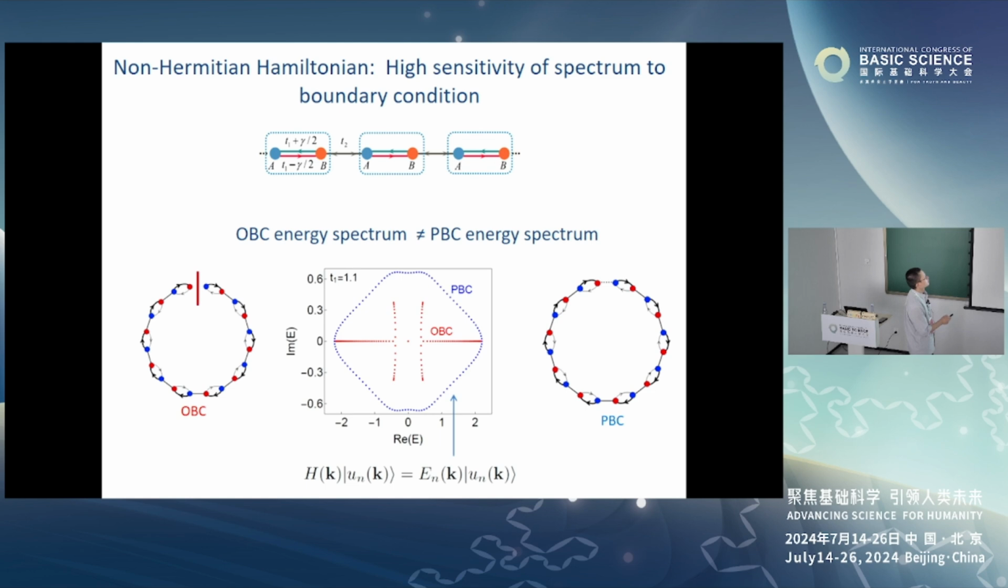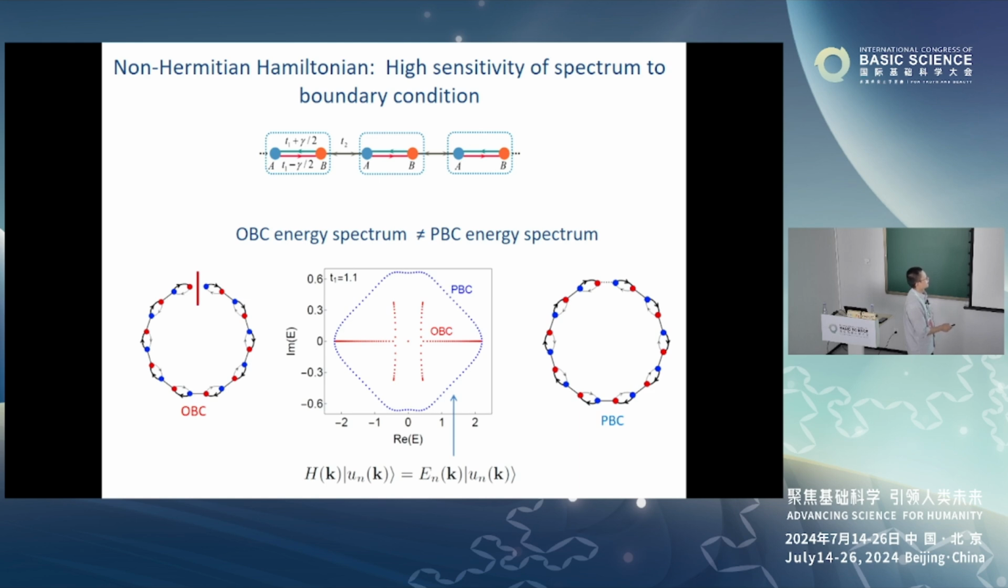The energy spectrum of this Hamiltonian is very sensitive to the boundary conditions. For the conventional periodic boundary conditions, we have this blue energy spectrum. But for the open boundary condition, which means we cut the chain open in only one link, the energy spectrum suddenly becomes this one.